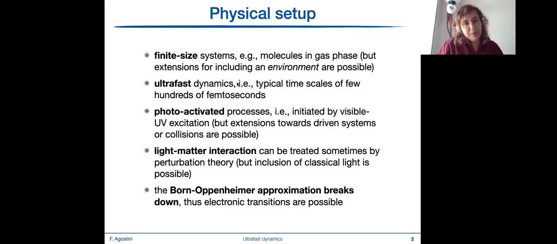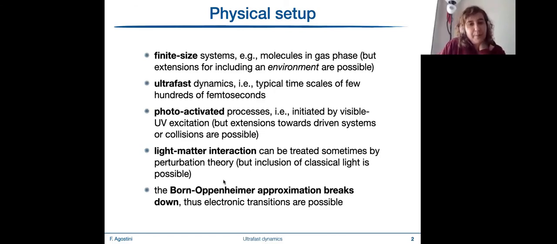I will be looking at ultrafast dynamics. Typical time scales for the processes that I look at are a few hundreds of femtoseconds. Then I will very often use the perspective of photoactivated processes, so I suppose that the dynamics of my system is initiated by photoabsorption, usually photons in the visible or UV range. But what I will say can also be extended towards the treatment of driven systems or other kinds of processes like collisions. Even though I treat photoactivated processes, light matter interaction is not described explicitly, but I will assume some kind of perturbation theory approach. However, the inclusion of classical light in the problem is a possible extension.